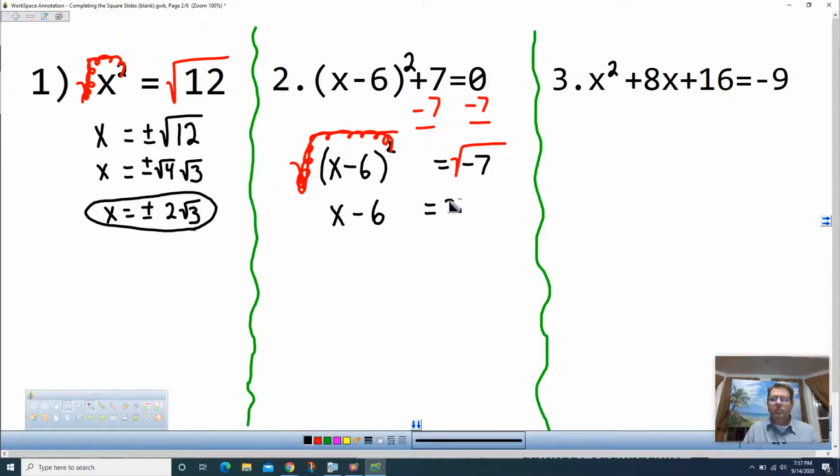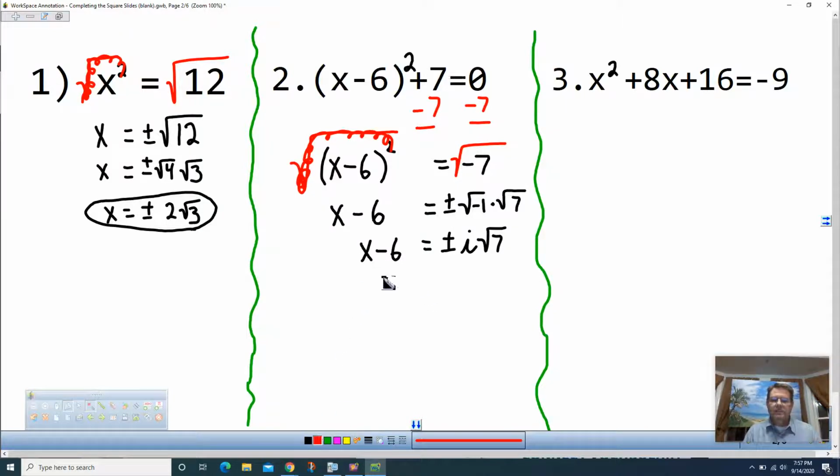Here we go. Now we have plus or minus the square root of negative 1 times the square root of 7. That's legal, right? And oh, look at that. What is the square root of negative 1? That's i. So that would give me x minus 6 equals plus or minus i on the square root of 7. Okay, so we got a little bit of imaginary number stuff going on, but it's quick and easy.